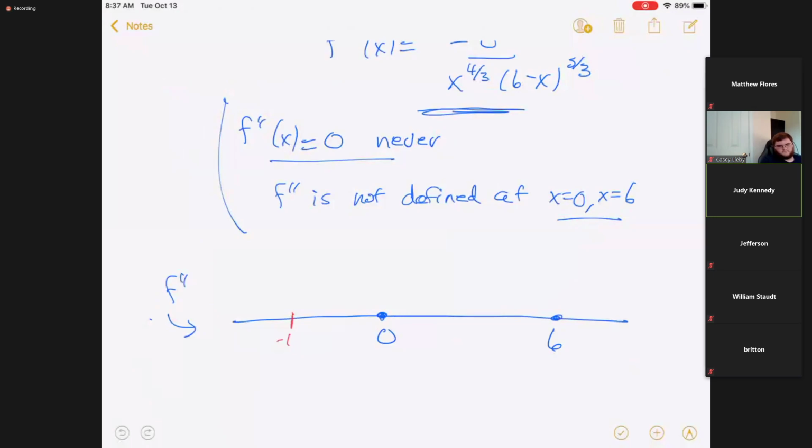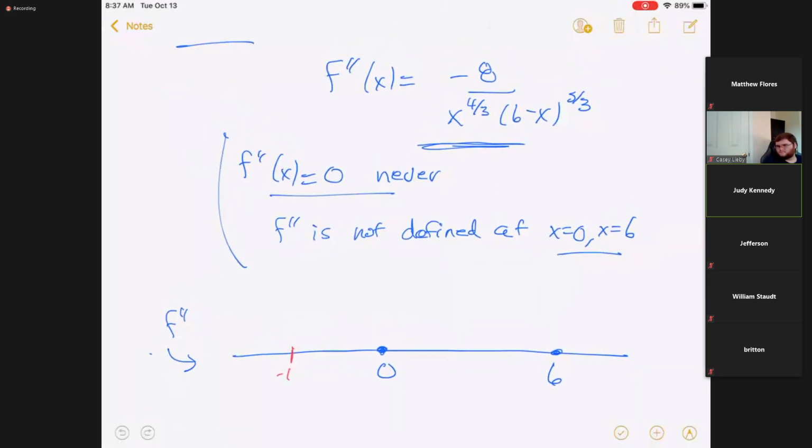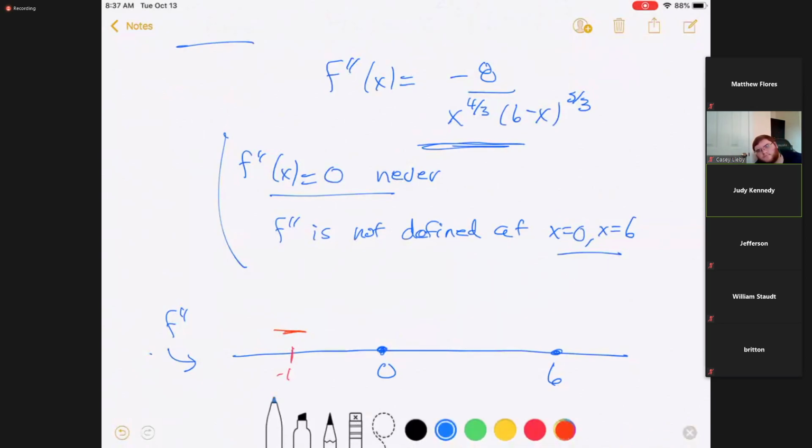All right, so f double prime, well, you've got a negative at minus 1. Minus 1 to the 4/3 is positive. 6 minus -1 is +7. That gets raised to the 5/3, but that's going to be positive. So we're going to get a negative for the second derivative on that interval. And that means that the graph is concave down.